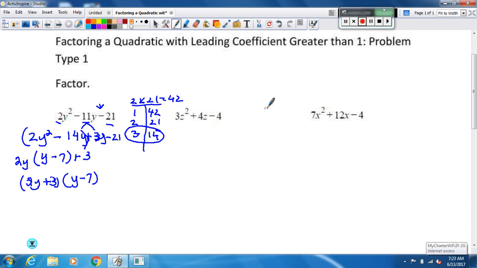So again, on the next one, you take the first and the last number. Don't worry about the signs. You just take the first and the last number and multiply them. So 3 times 4 equals 12. I want the factors of 12 that when I subtract them equal 4. So 1 times 12 won't do it. 2 times 6, that will do it, because 6 take away 2 is 4.